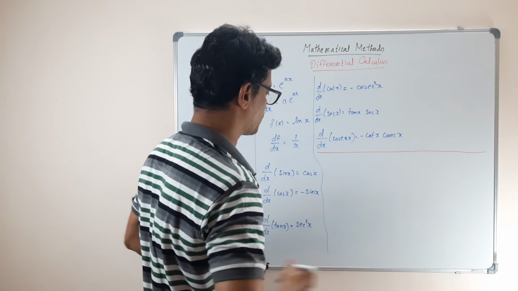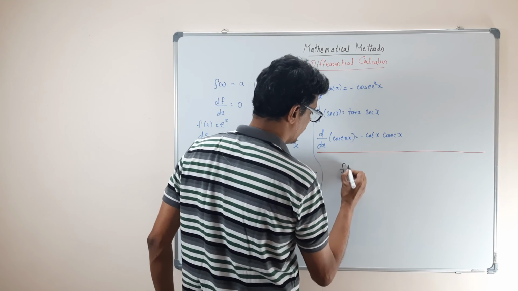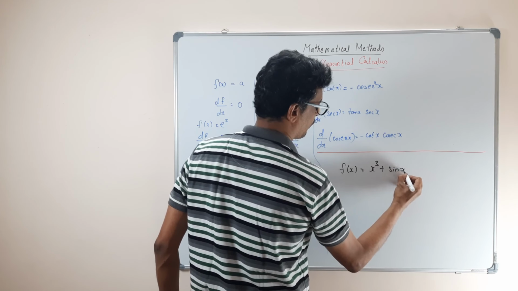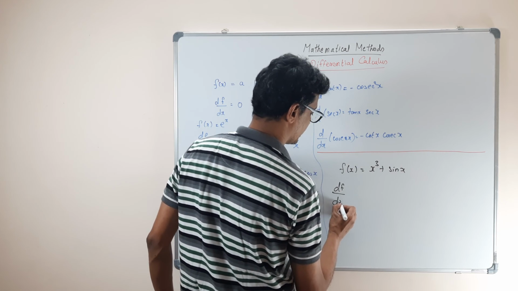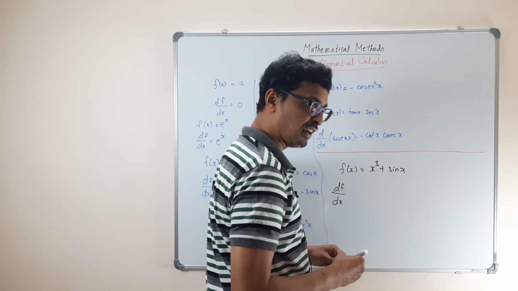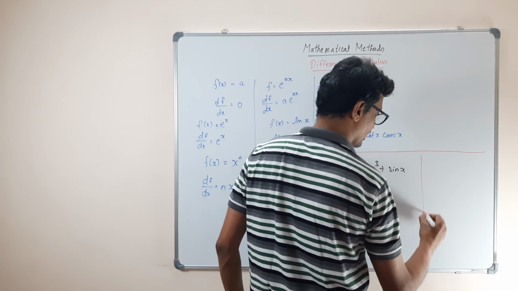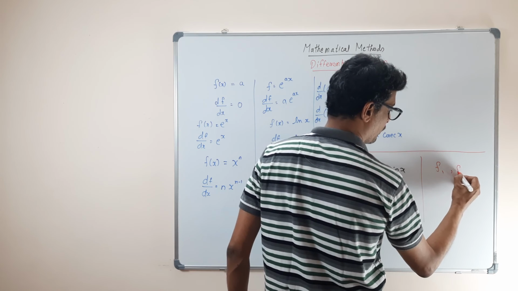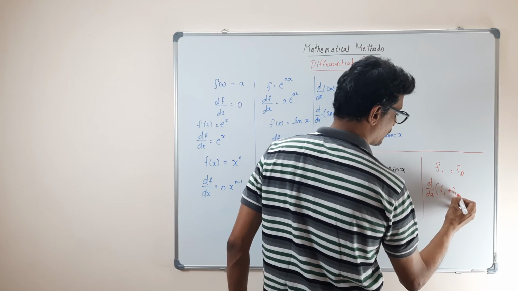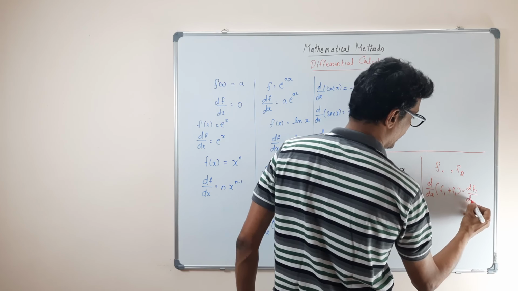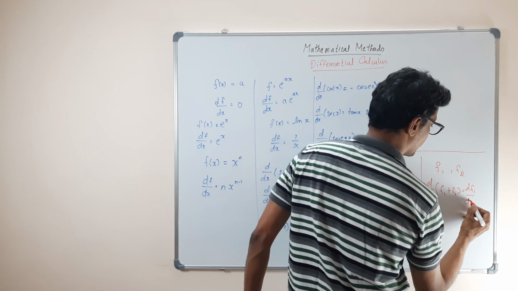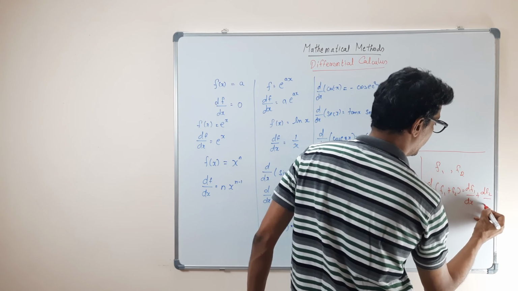Okay, this is interesting. Next one is this. Suppose the given function is f of x is equal to x cube plus sin x. Find df by dx. You remember this is a sum. One more property we did in the previous class: if you have functions f1 and f2, d by dx of f1 plus f2 will be equal to df1 by dx plus df2 by dx.